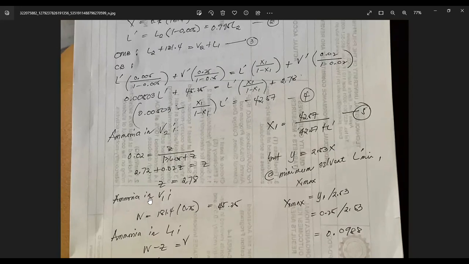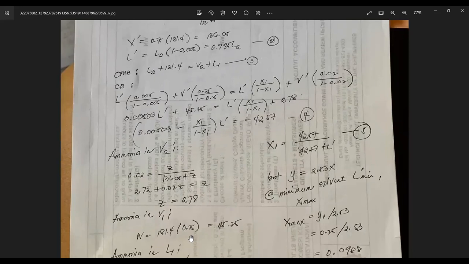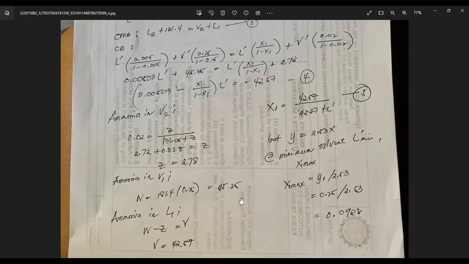So the ammonia in V1 is your 181 times 0.25. So it's 45.25. So look at it. This is the ammonia that leaves your column. This is the ammonia that enters in your gas mixture. So the difference of these two must be the ammonia in your L1.